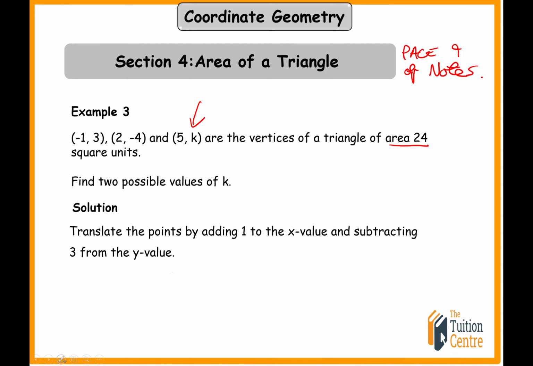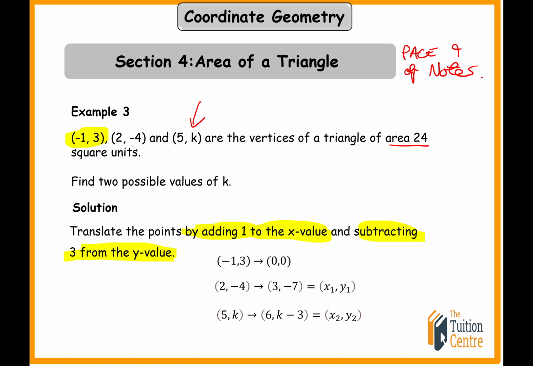So I'm going to go for the point (-1, 3), and what I'm going to do is add 1 unit to the x value, and then subtract 3 units from the y value, but I'm going to have to do that for each point. So for the first one, it is the normal business. I'm adding 1 to the x, I'm subtracting 3 from the y to get (0, 0).